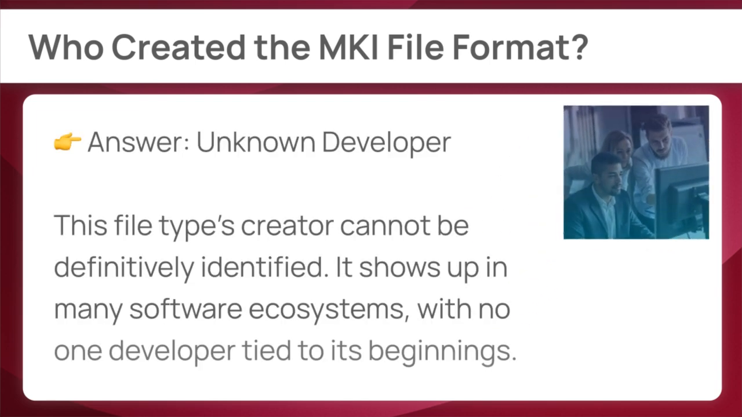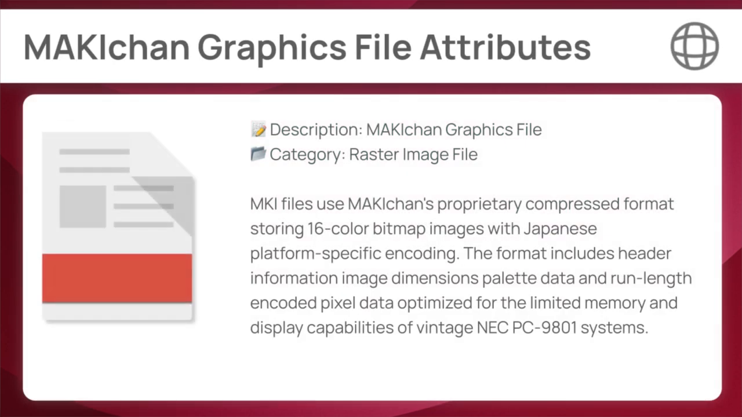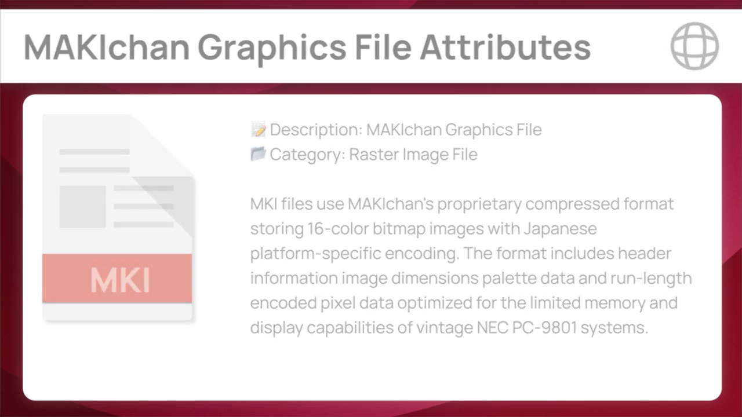They store bitmap images with the limited color palettes characteristic of those vintage Japanese computing platforms, preserving early Japanese digital art and game graphics. MKI files use MAKIchan's proprietary compressed format, storing 16-color bitmap images with Japanese platform-specific encoding. The format includes header information, image dimensions, palette data, and run-length encoded pixel data, optimized for the limited memory and display capabilities of vintage NEC PC-9801 systems.